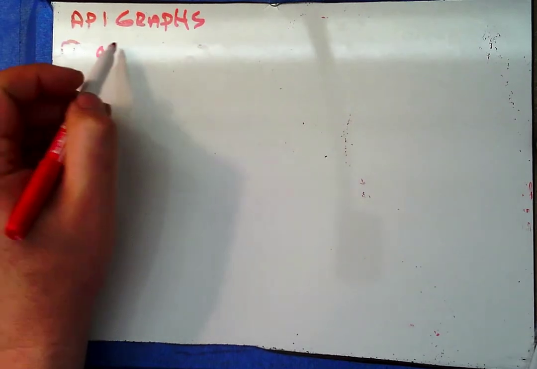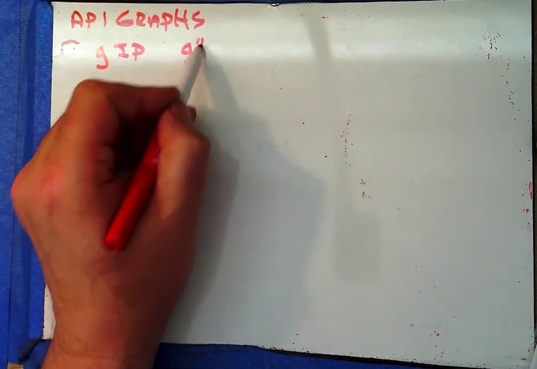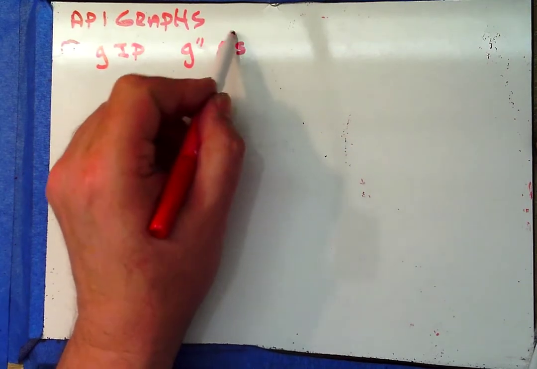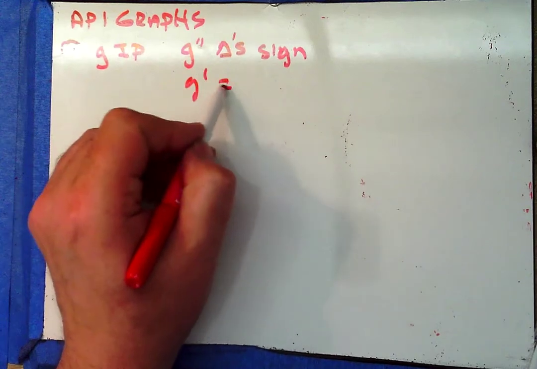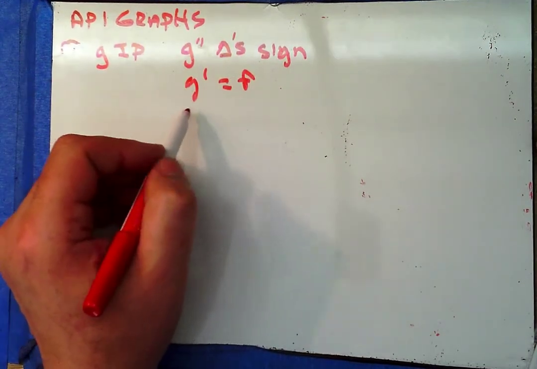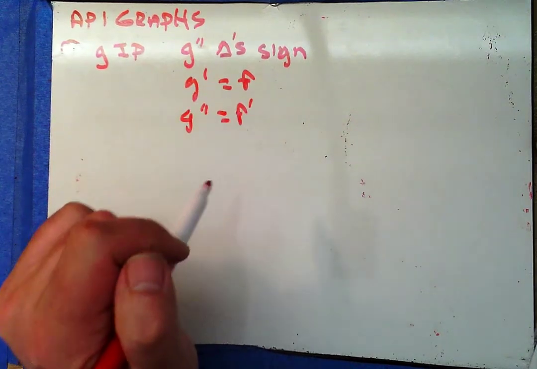Okay, and then finally for part D, find the x-coordinate of each point of inflection of g. Okay, so g inflection points means g double prime changes sign. Well, we said g prime equals f, and so g double prime equals f prime.